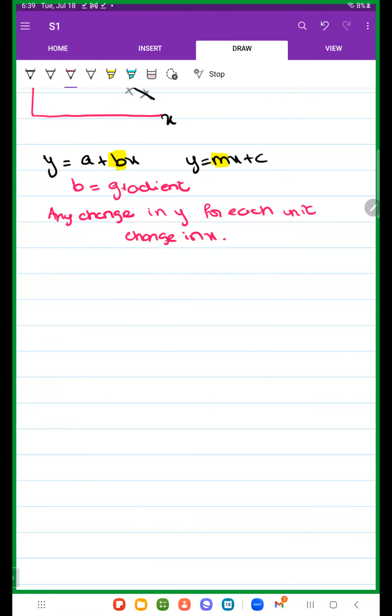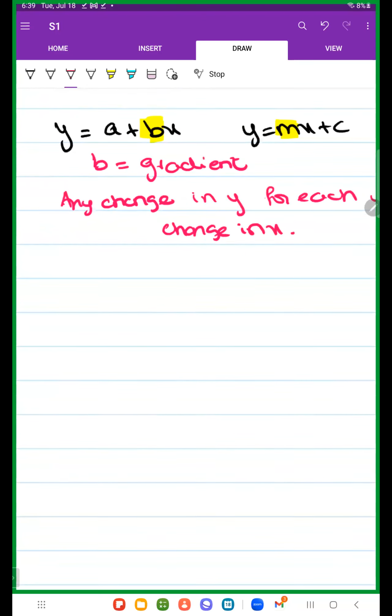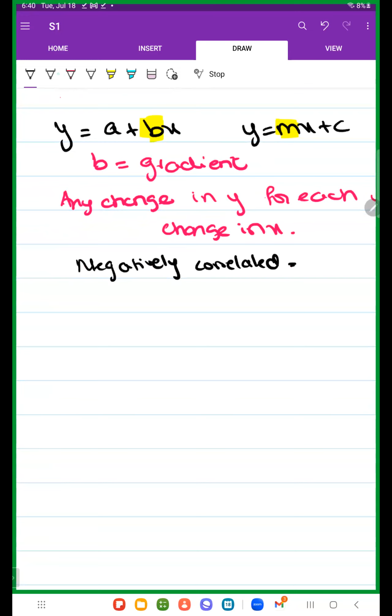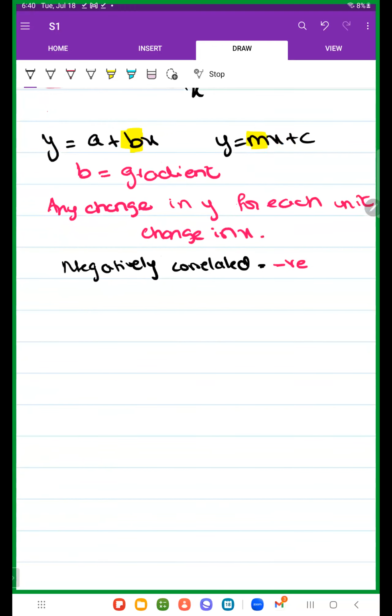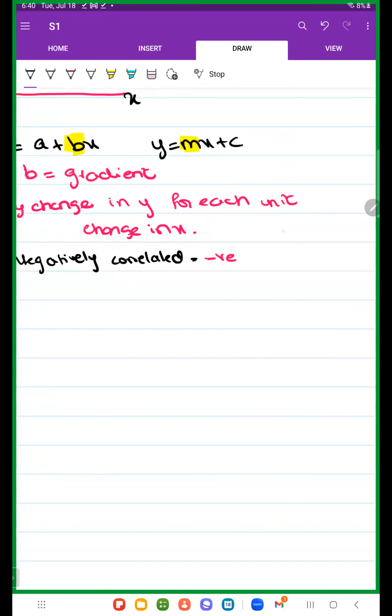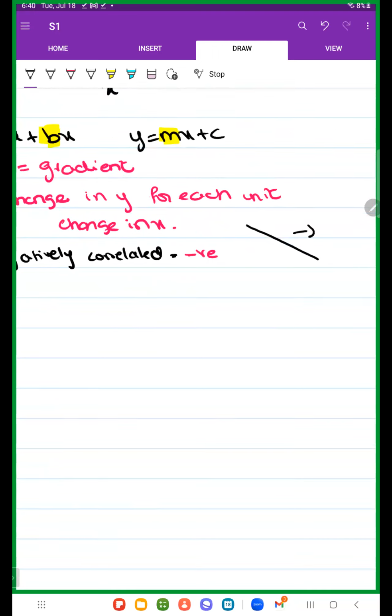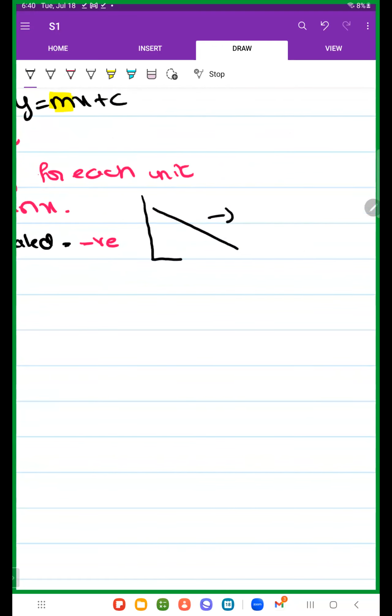So if my data is negatively correlated, what will b be? B will be negative, because negative correlation means a negative slope, and negative slope means negative gradient, which means my m value has to be negative. So b will be negative.